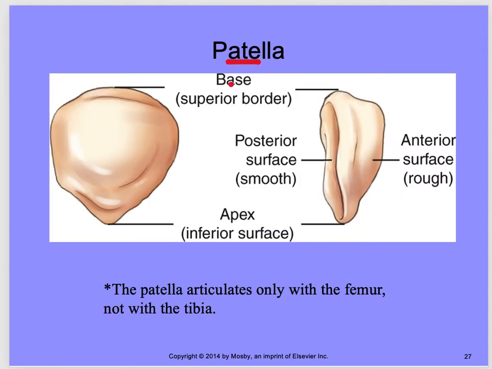The patella, your base is at the top, your apex is at the bottom. Okay? Your posterior surface is the smooth surface, and your anterior surface is rough. So the posterior surface forms that patellofemoral joint. Your anterior surface is that rougher surface. The patella articulates with the femur, not with the tib fib. Okay, and you can see that back in the slides prior.